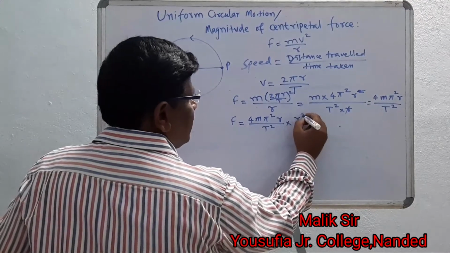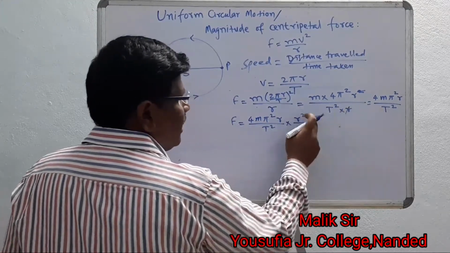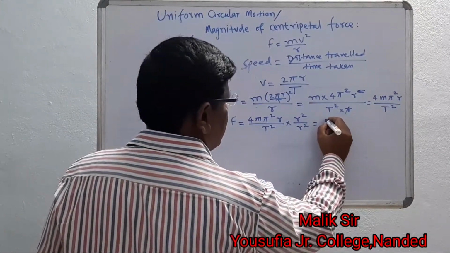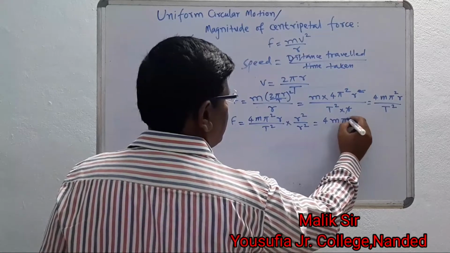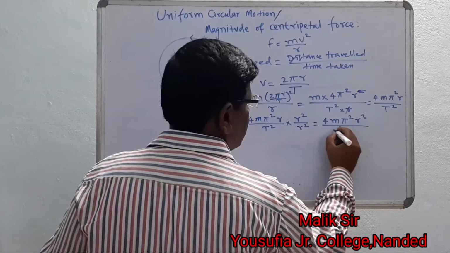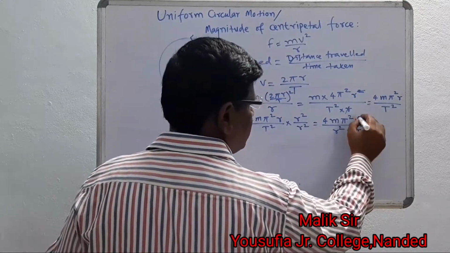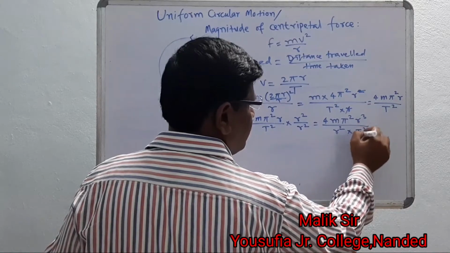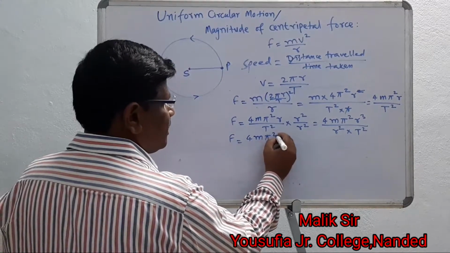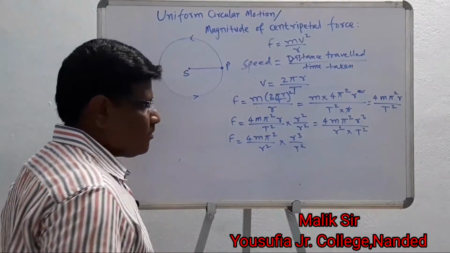We are multiplying and dividing this equation by r square. Then we get this equation, and if we simplify this, it will become 4m pi square, r into r square is r cube, divided by r square into T square. Now if we write this separately, it is 4m pi square by r square multiplied by r cube by T square.